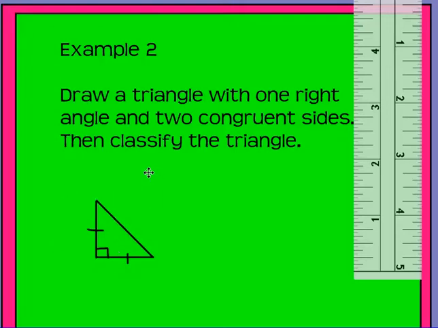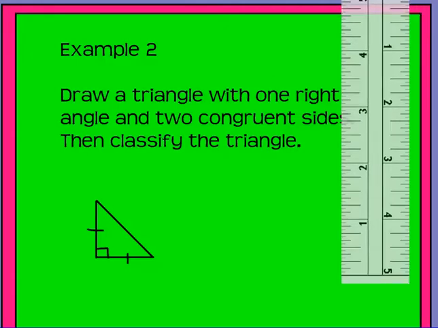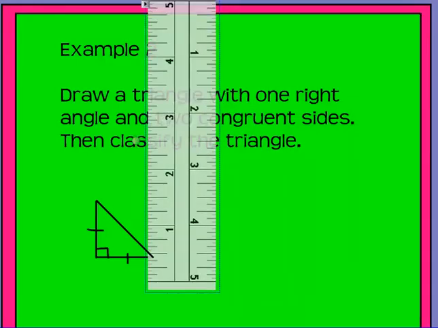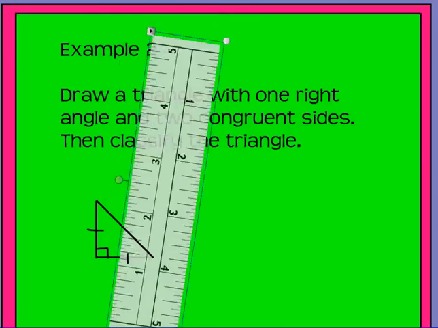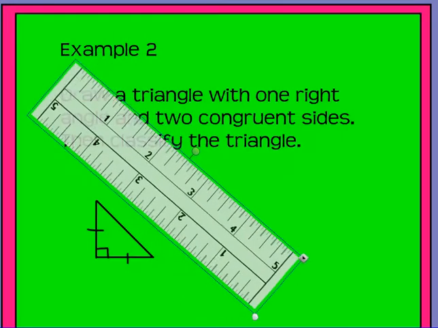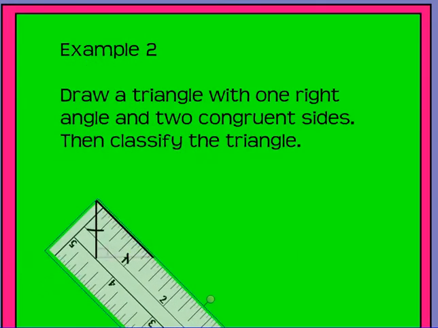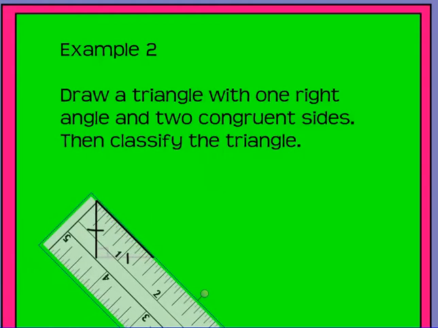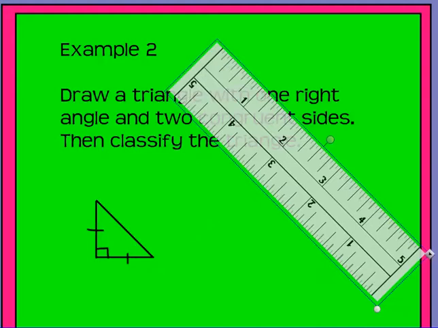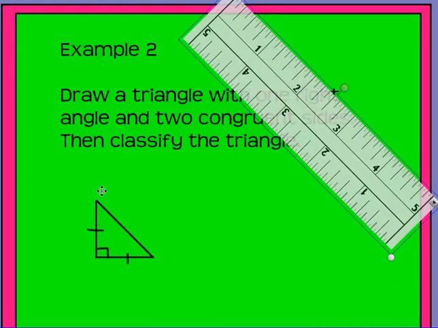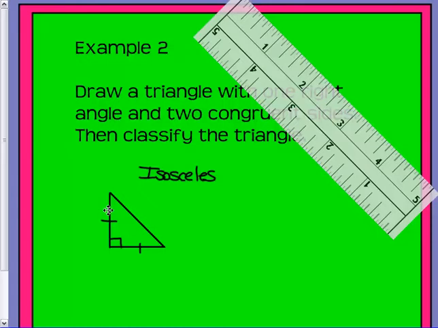So let's double check to make sure that our other side is not the same, which it shouldn't be because it's what they call a hypotenuse. Okay, so if I look here, it's a little bit more, it's almost 1.5, but a little bit less. Okay, so there is my triangle. Two congruent sides means it's isosceles, and the right angle means it is a right triangle. So it's an isosceles right triangle.